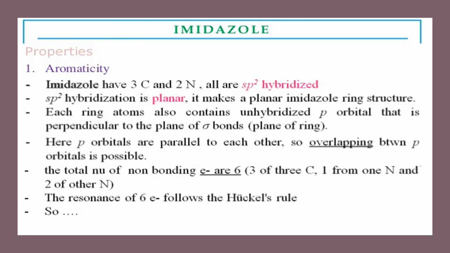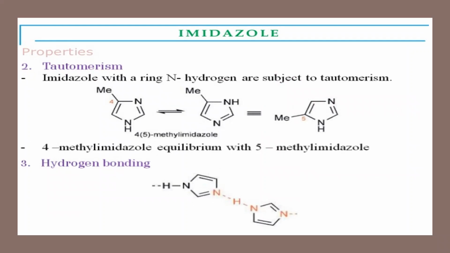Then the total number of pi electrons is 6. 3 come from carbon, 1 comes from nitrogen, and 2 come from the nitrogen which is saturated. So this is how Huckel's rule is fulfilled. Conjugated, planar, the p orbitals are parallel. All these criteria are fulfilled. That's why imidazole is aromatic in nature.